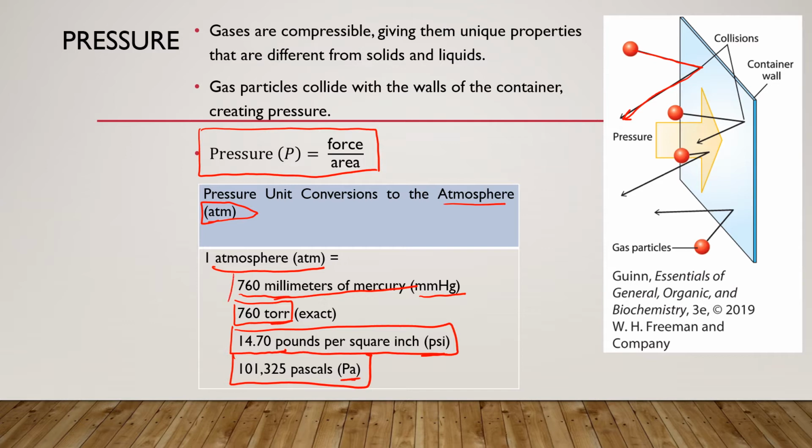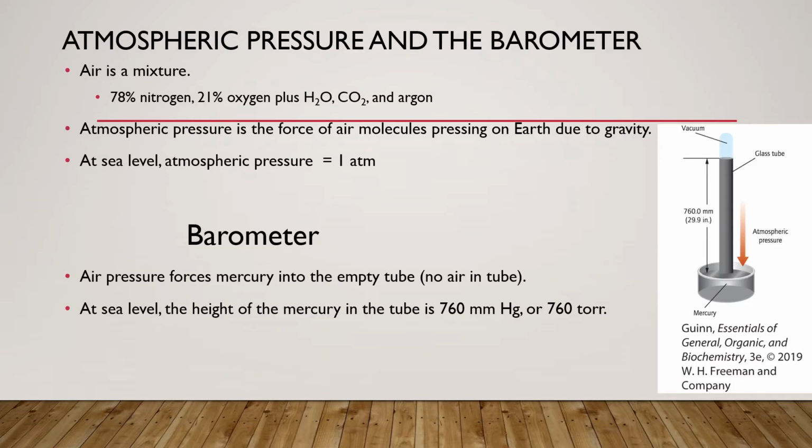So we can use all of these relationships as conversion factors when we want to convert one unit of pressure to another unit of pressure. We said that the most common unit of pressure is atm. Atm stands for atmosphere. Now, what is the meaning of atmospheric pressure, or atm?